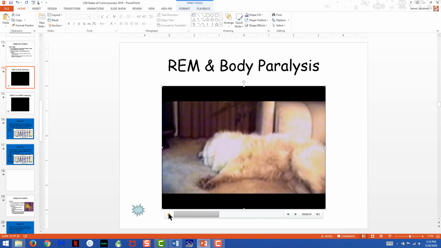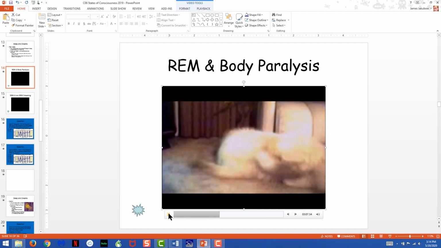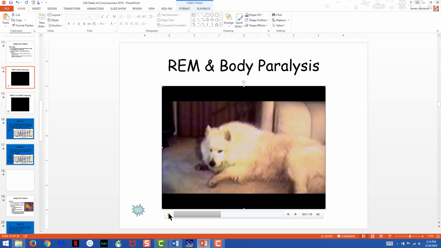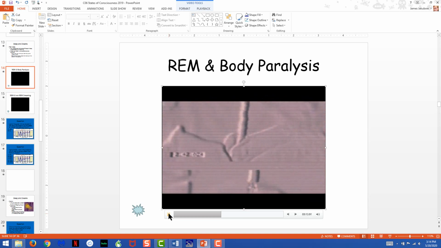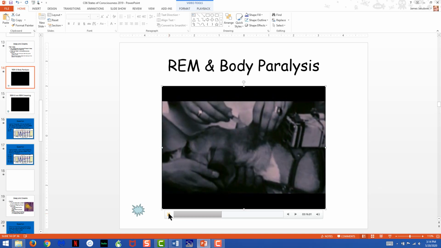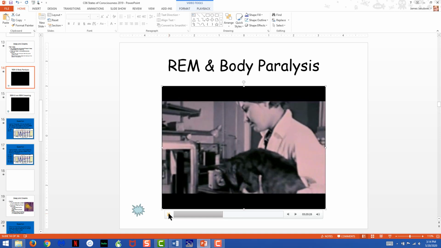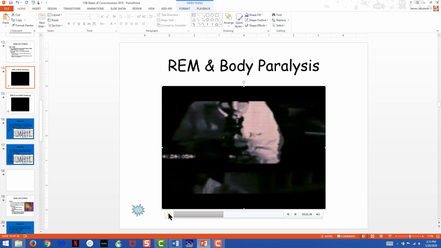This dog appears to be running. It too is in REM sleep, and like the cat, dreaming. To see these dreams played out, scientists disabled the part of the brain that paralyzes muscles during REM sleep.